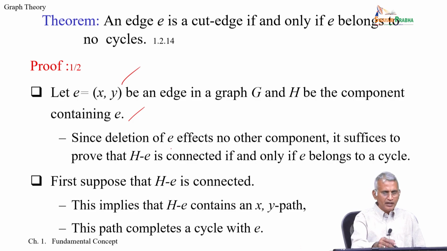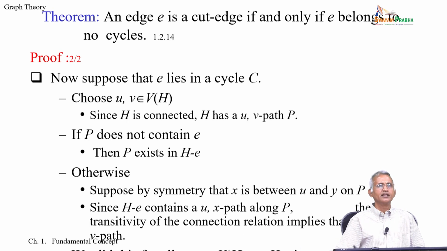Therefore, H minus E is connected if and only if E belongs to a cycle. First, suppose that H minus E is connected. This implies H minus E contains an x,y path. So, this path completes a cycle with E.